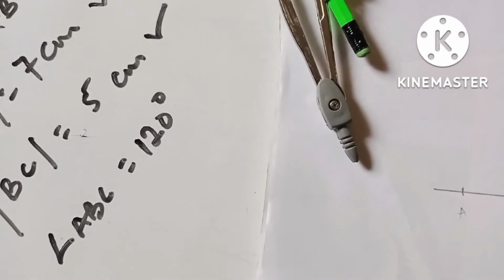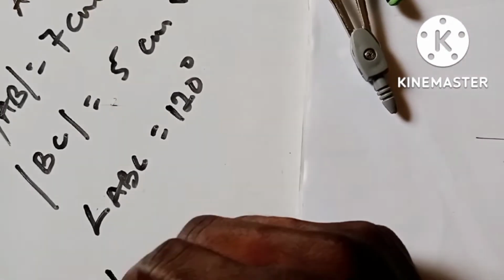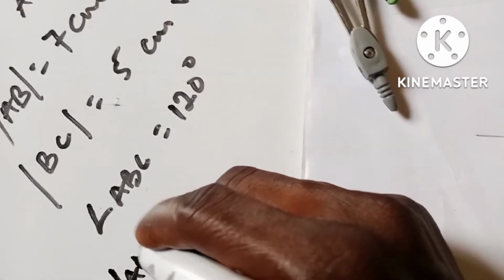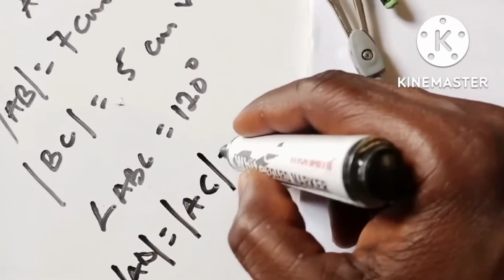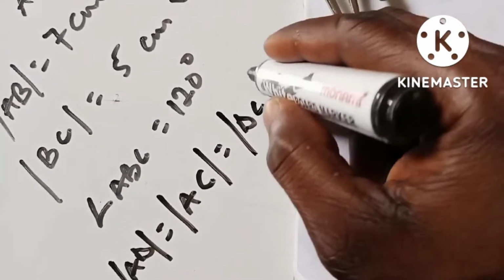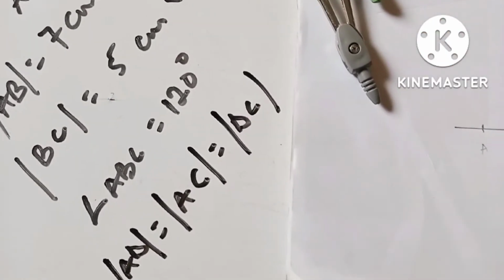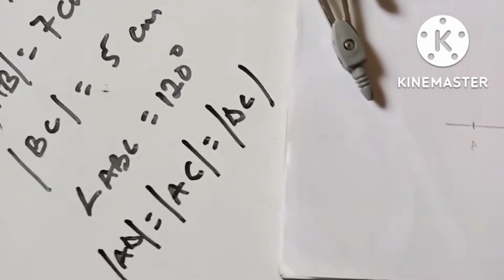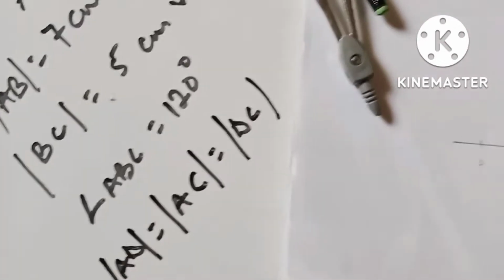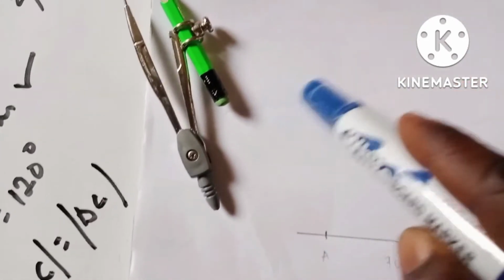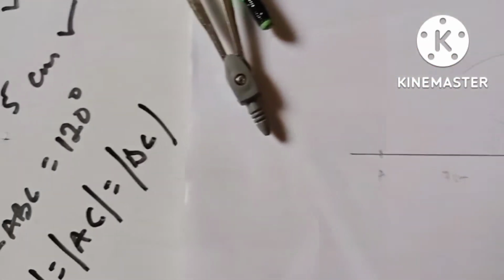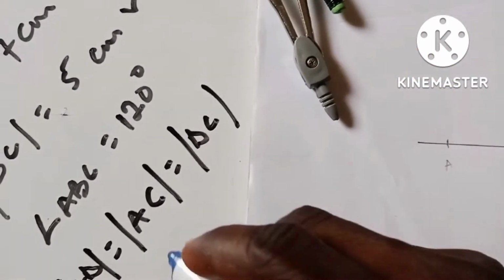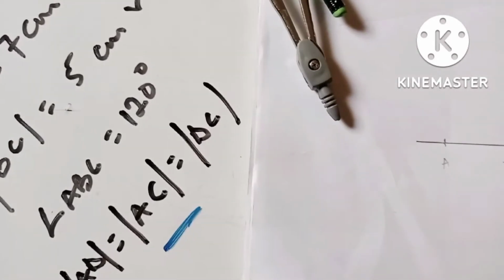The next one says that this line here, A to D, is equal to A to C, and that is also equal to line D to C, right? So pay critical attention here. The only thing that we know here, we don't know exactly where D is going to be on our diagram. The only thing that we know is line A to C, right?